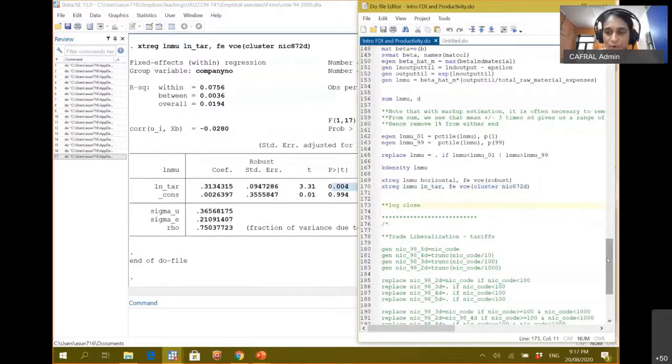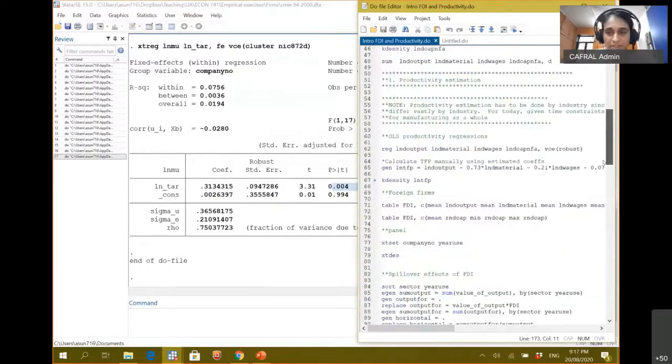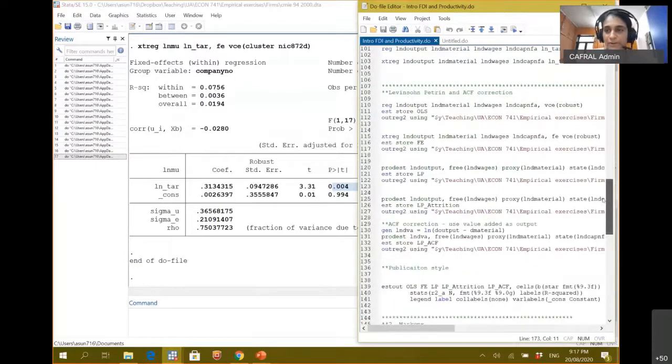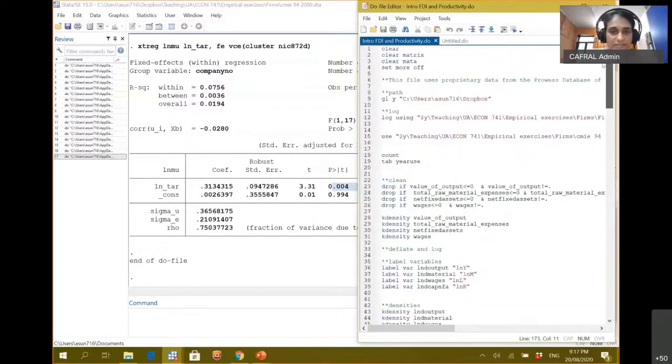Are there any questions? I have glossed over some of these parts here in the file, but you can play around with it because it's available to you. Any questions? Yeah, three questions.